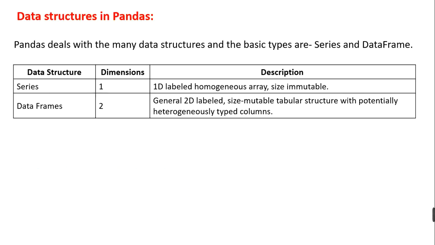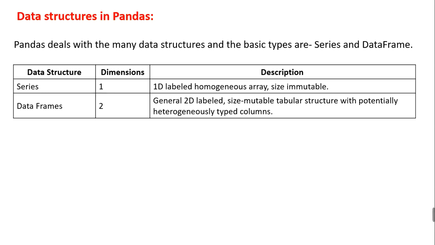Now the data structures in Pandas. It deals with many data structures, but the most basic types available with Pandas are the Series and the DataFrame. Now a quick comparison between the two. The Series data structure is one-dimensional, that means linear type. One index is required to represent an element of that series. It is a homogeneous array, but the size is immutable. As you already know the term immutable, we can't change it later during the program.